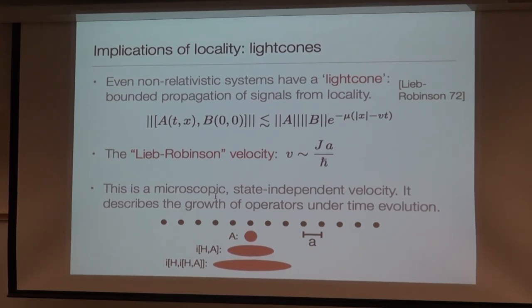Is that classical? No, it's quantum. Yes, there's an h bar in the velocity. Well, perhaps more to the point, there's a term in the Hamiltonian, typically with hopping or tunneling. So what is J?